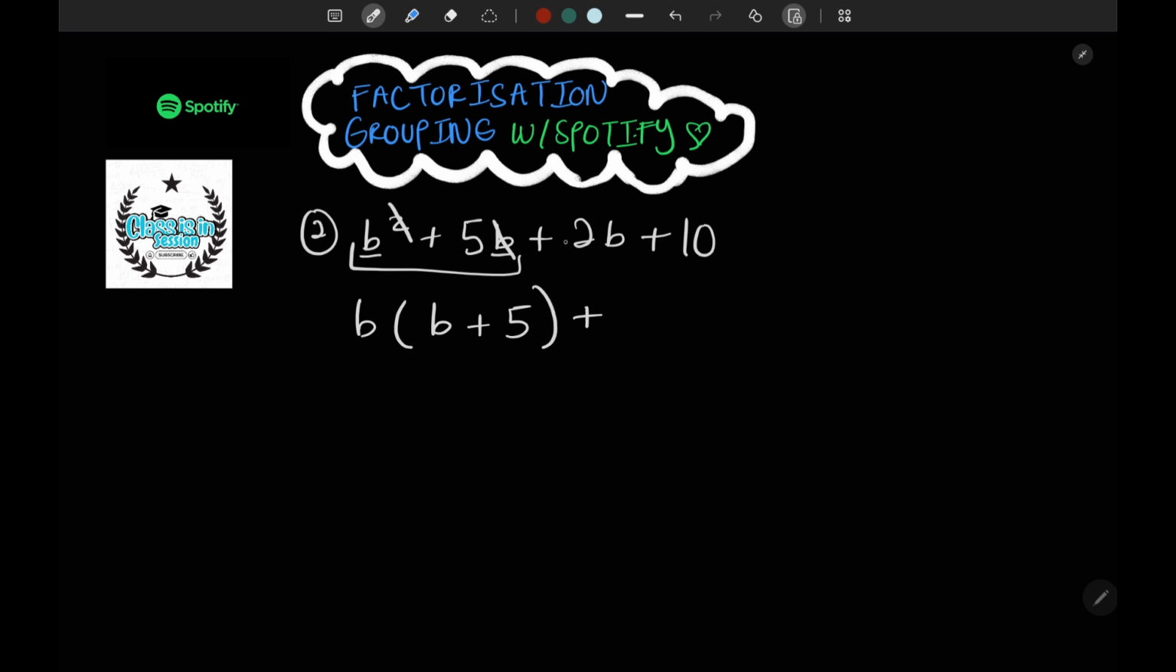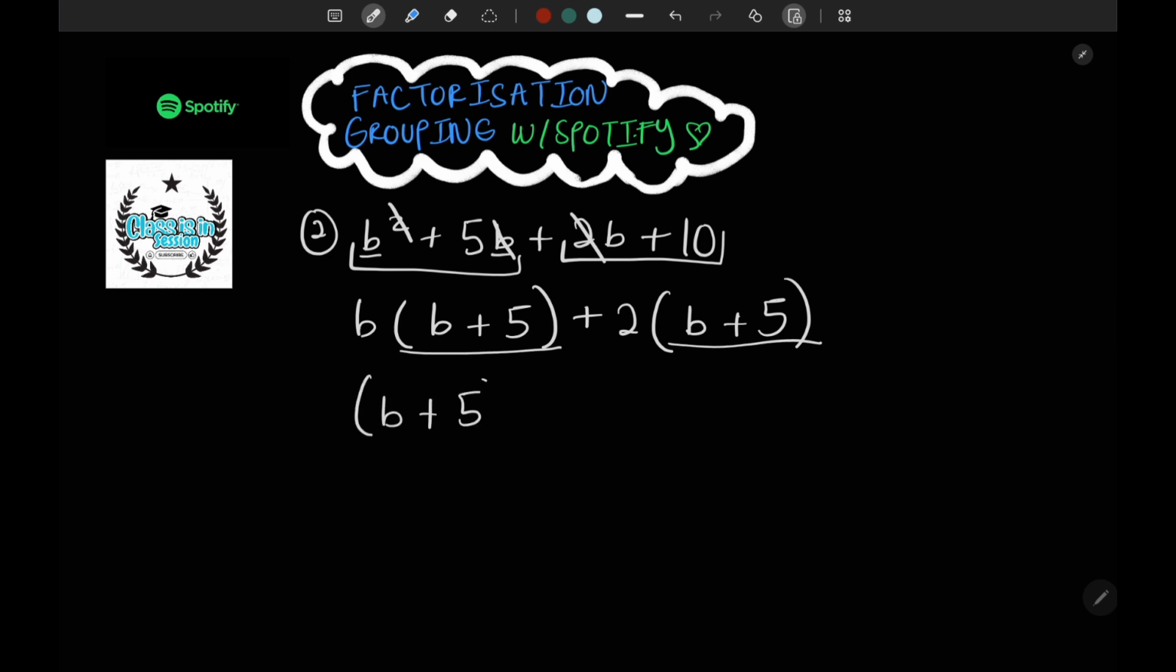And then plus, let's go to the last two terms, you have 2b plus 10. What's the common factor here? 2. So you write your 2, open a bracket, 2 divided by 2, 1. So you have b, 10 divided by 2, 5, plus 5. We have b plus 5 here and b plus 5 there. So you write our b plus 5, the common bracket in the first bracket, open a second one, write what's outside the bracket, you have b plus 2. And that is how you factorize by grouping.